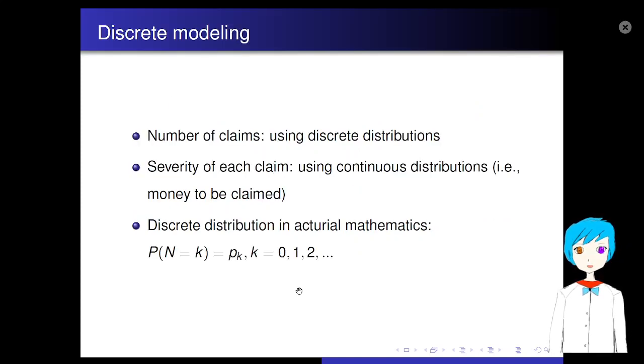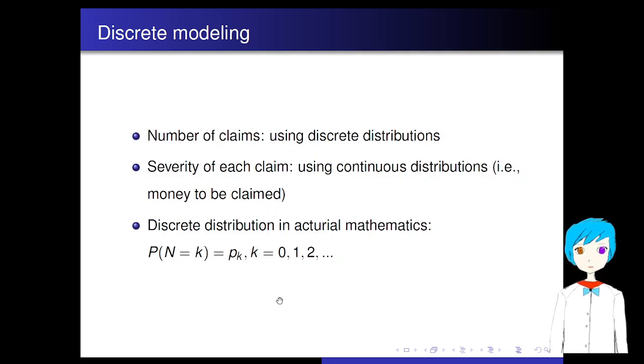So, where is discrete modeling, discrete distribution used in actuarial mathematics? For instance, when estimating the number of claims, we usually use discrete distributions. For severity of each claim, we use continuous distributions, for instance, to model money to be claimed. But for the number of cases, the number of claims, we are using discrete distributions.